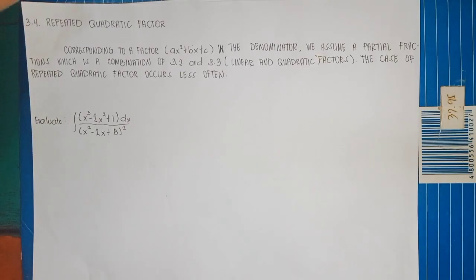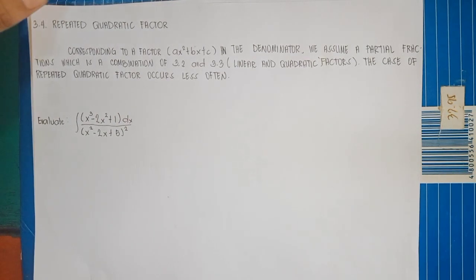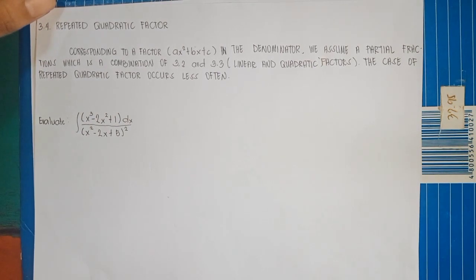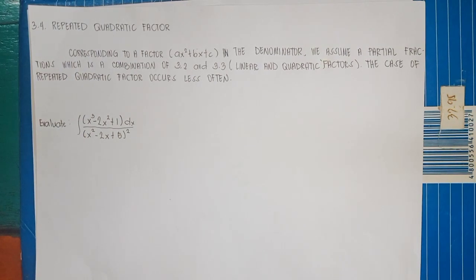Okay, so our case 4 for the quadratic fraction will be repeated quadratic factor. It corresponds to a factor quantity ax squared plus bx plus c in the denominator. We assume a partial fraction, which is the combination of 3.2, which is the linear factor, and 3.3, which is the quadratic factor. Okay, so the case of repeated quadratic factor occurs less often.